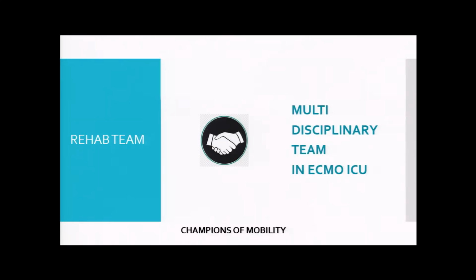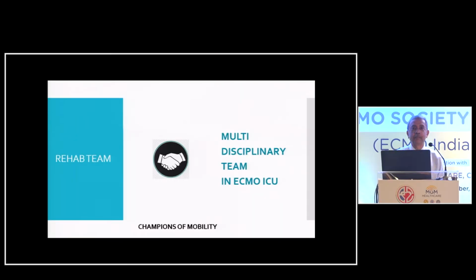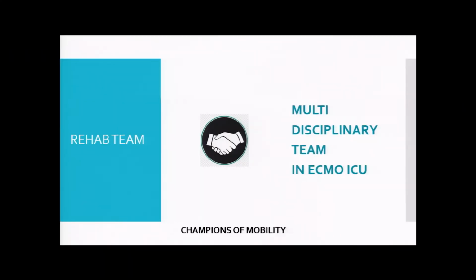We form a good rehabilitation team. We have the physiotherapists, occupational therapists, respiratory therapists, speech therapists, clinical psychologists, and the nutritionists supporting us. And we team up with the multidisciplinary team in the ECMO ICU to make decisions regarding mobility. Early mobility is definitely considered the best thing for our patients.